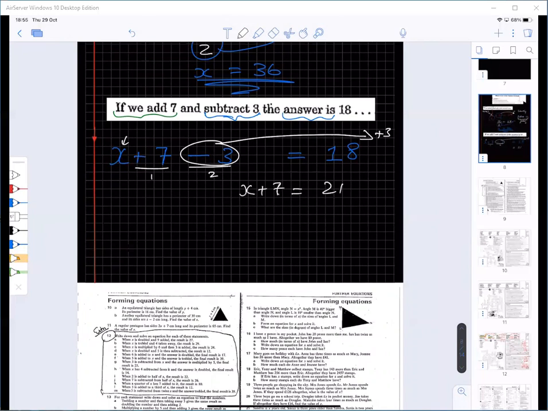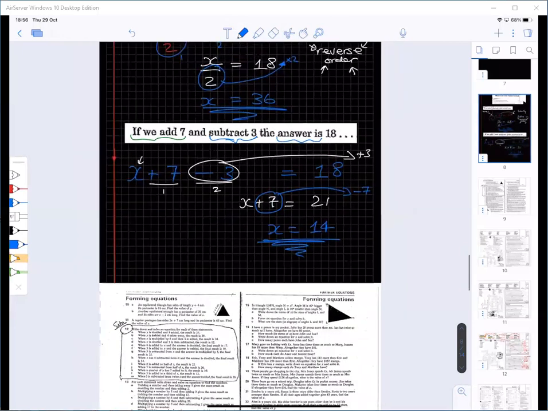And then what do we do next? Then we do add 7, but since it's in, and then we do minus 7. So the answer is? The answer is 14. Fantastic.